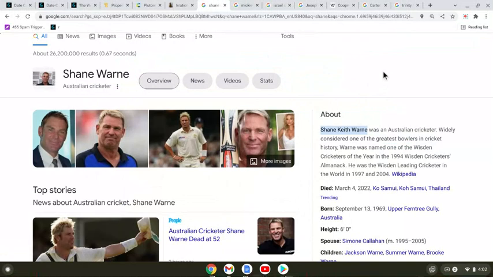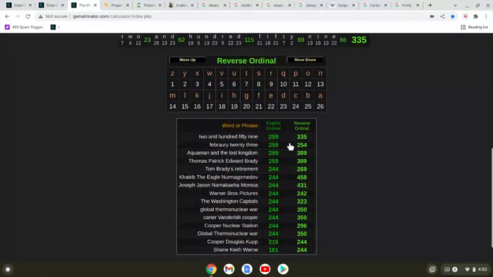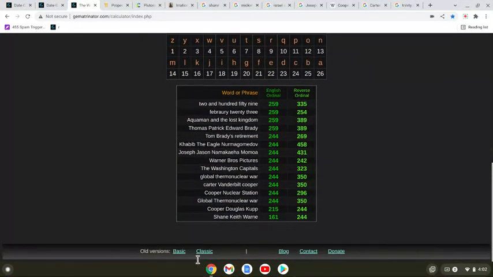Shane Keith Warren. He died today. I didn't know this guy until now. I never heard of him, but he died today, apparently. He's an Australian cricket player, and he dies today, right? And this blew my mind because when I typed in his full name, Shane Keith Warren, it's a 244. Now I'm going to show you guys. Shane Keith Warren is a 244 in reverse gematria, okay? It's clearly able to see the 244.